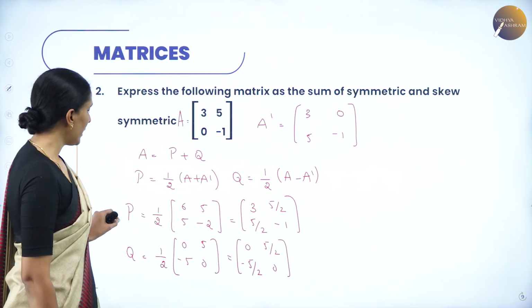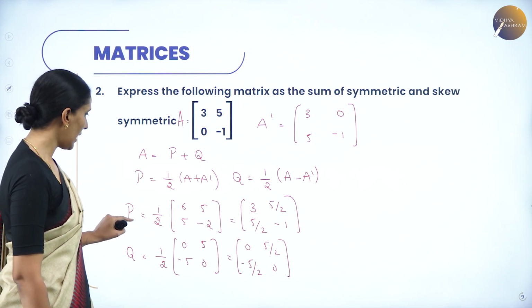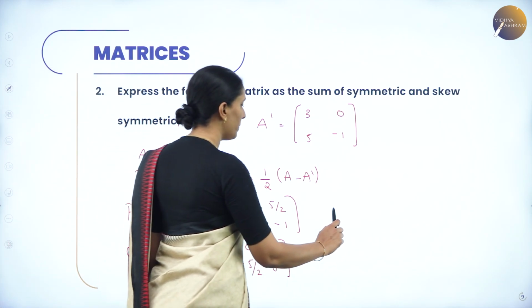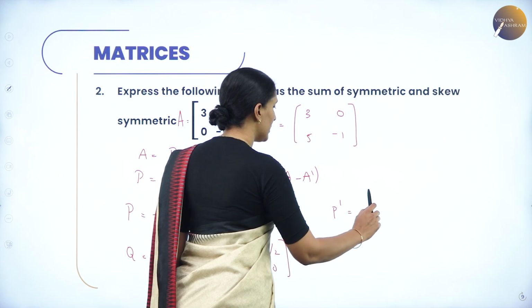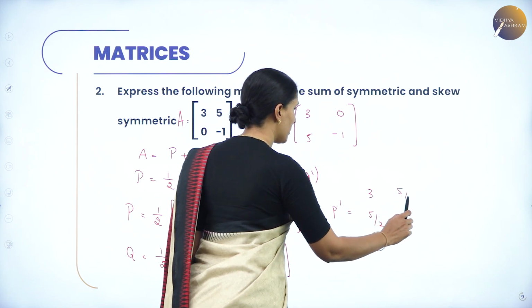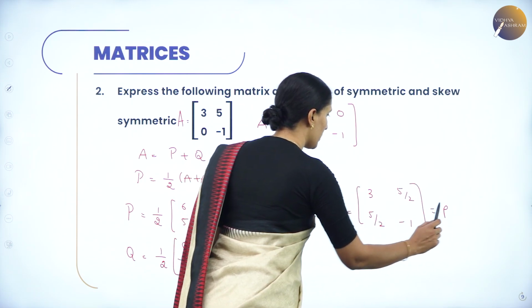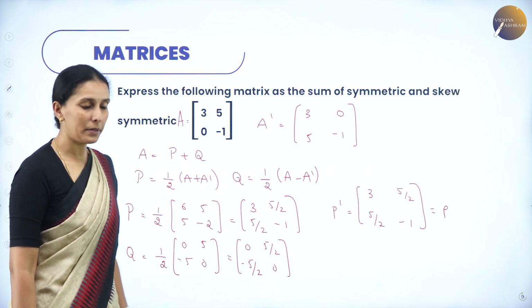Now we need to verify whether P is symmetric and Q is skew symmetric. So let's take P dash. P dash is again 3, 5 by 2, 5 by 2, minus 1. That is equal to P only. So therefore P is symmetric here.